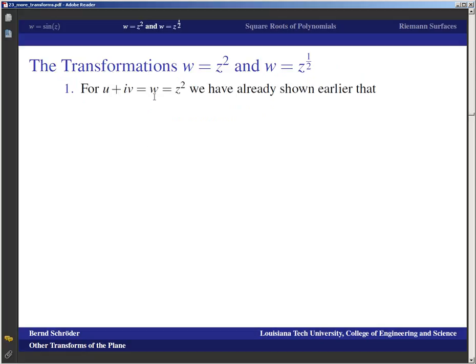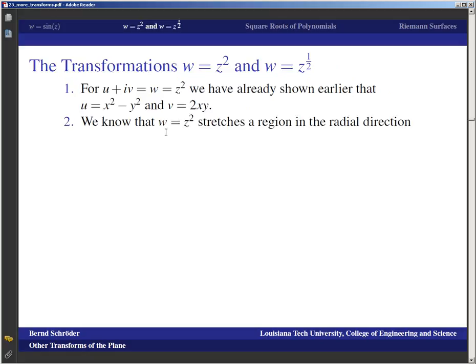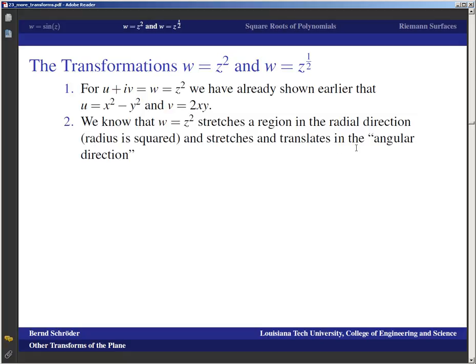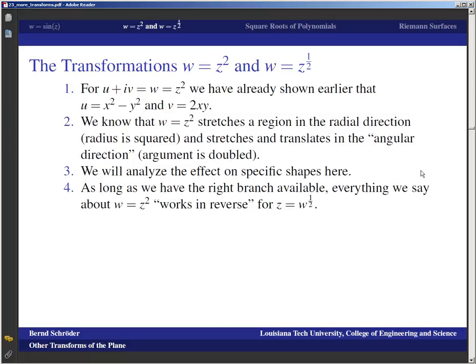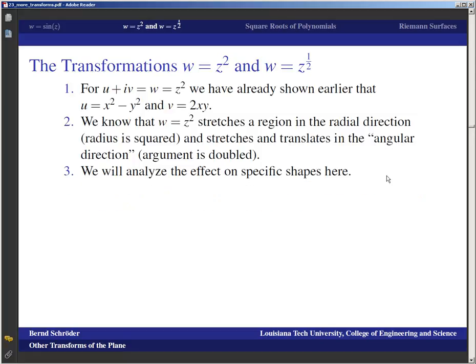Well, for u plus iv being w being z squared, we've already shown in an earlier presentation that u is x squared minus y squared and v is 2xy. Okay, so we know that w equals z squared stretches a region in the radial direction because the radius is squared, and it stretches and translates into what we might want to call the angular direction, and that's because the argument for every point is doubled. What we're going to analyze here is the effect on specific shapes, and specifically we're going to talk about stuff that works with vertical lines, of course, and then we'll just have some neat animations also.